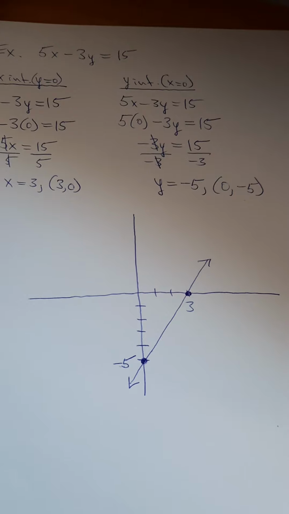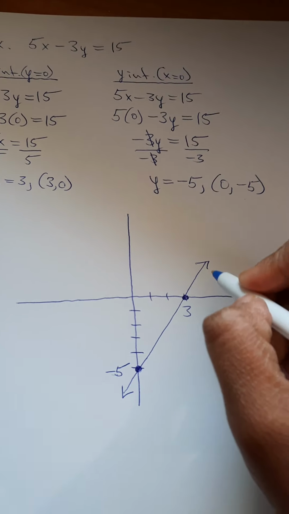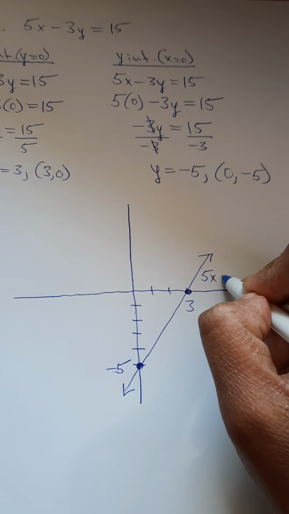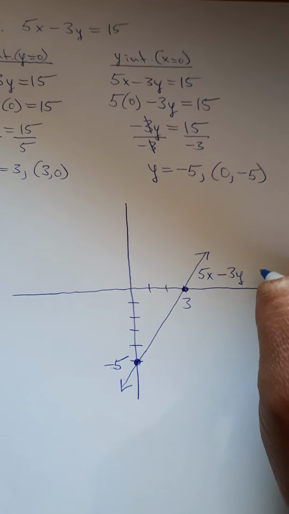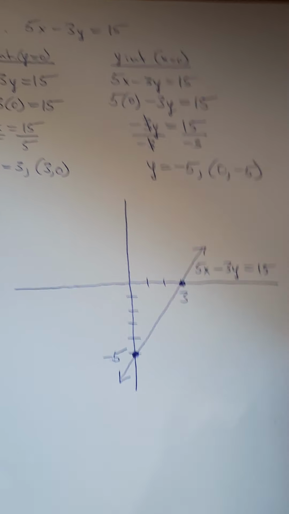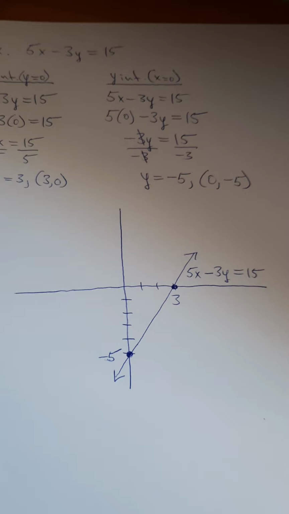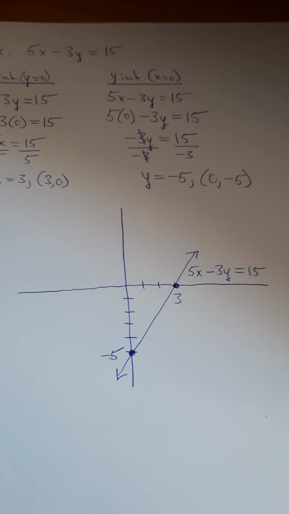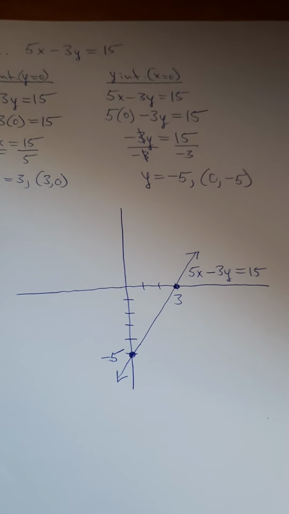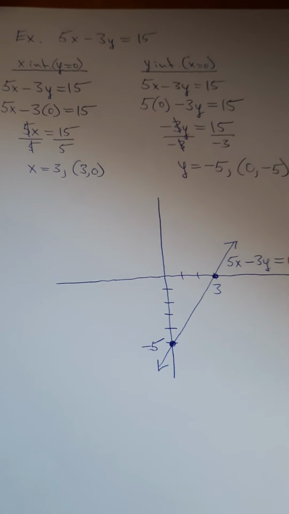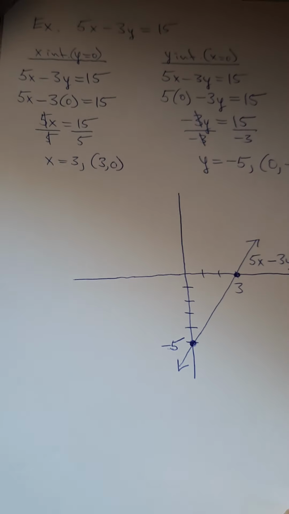And this is what my line looks like. Don't forget to write the equation right beside it. This is the line of 5x minus 3y equals 15. Are there questions there? Good, that looks good. So with that, let's try this last example here.